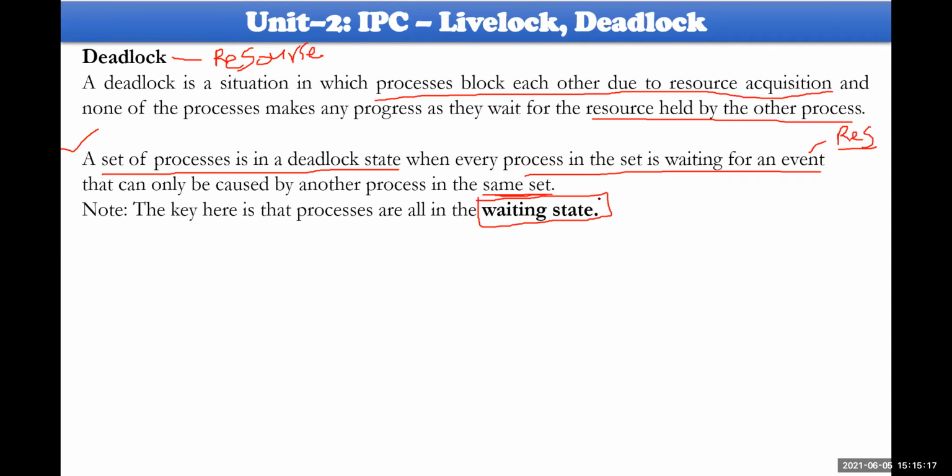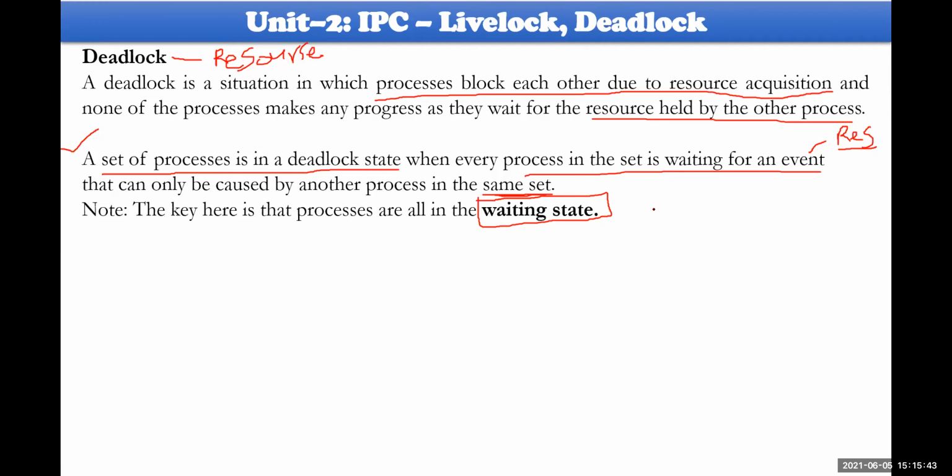The processes are waiting to enter the critical section. The process is waiting to enter the critical section. That could not be considered deadlock.